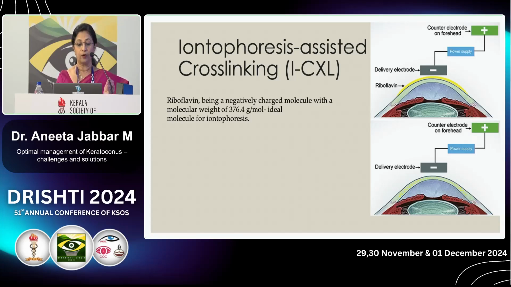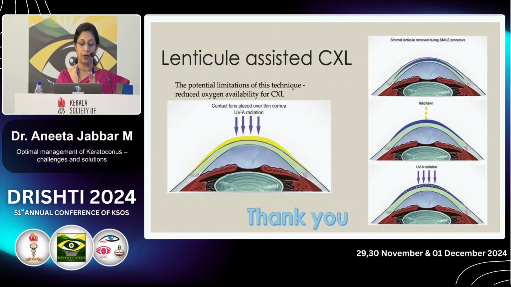A negative electrode is kept on the cornea and a positive electrode is kept on the forehead, and a minimal power is generated so that the riboflavin will be absorbed on the stroma.